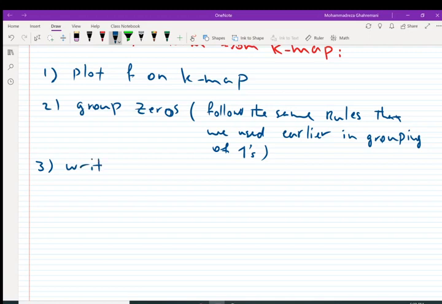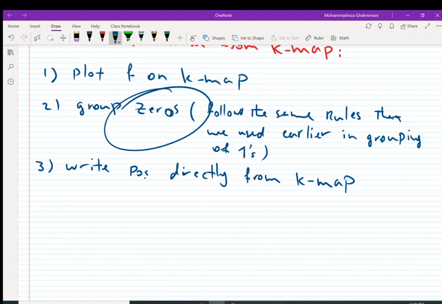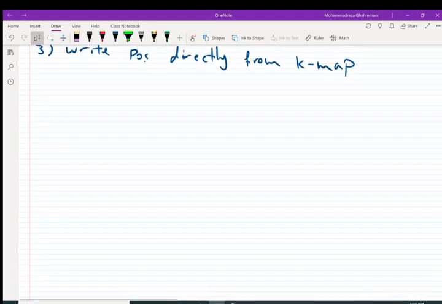write product of sum directly from K-map. So the main difference is that we group zeros instead of ones. So let's see some examples.